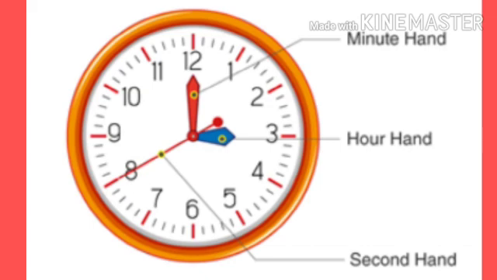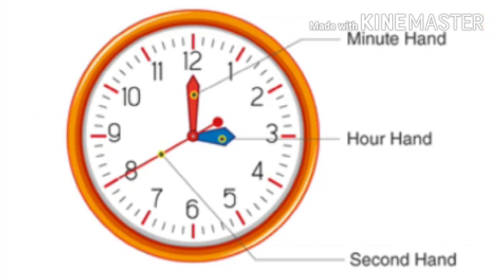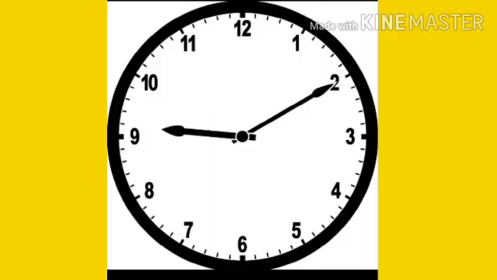Okay students, so in a clock there are 1 to 12 numbers. 1, 2, 3, 4, 5, 6, 7, 8, 9, 10, 11, 12. This way 12 numbers are written on the clock. And from 12 to 1 or 1 to 2 or 2 to 3, if you continue, there are 5 small lines which tell us the minutes. So there are 60 small lines in a clock.